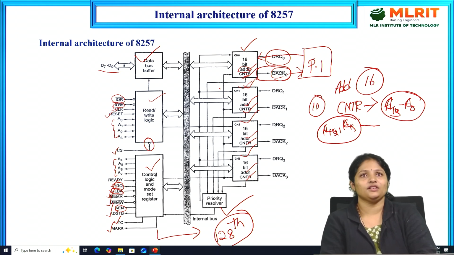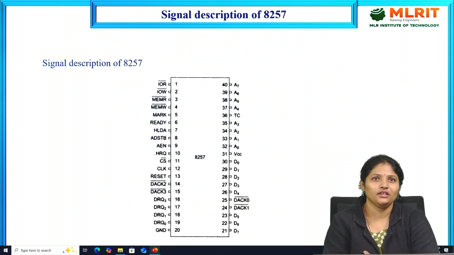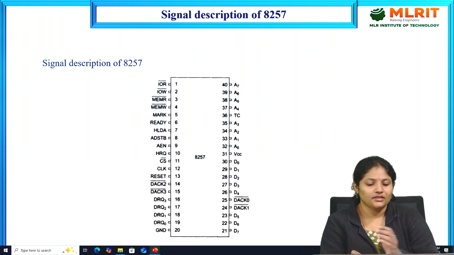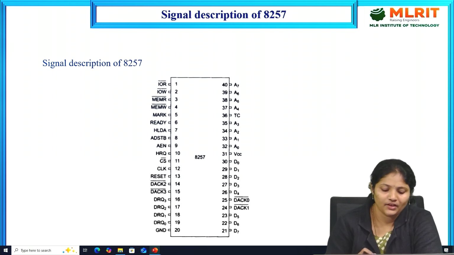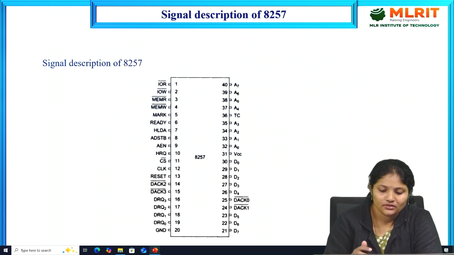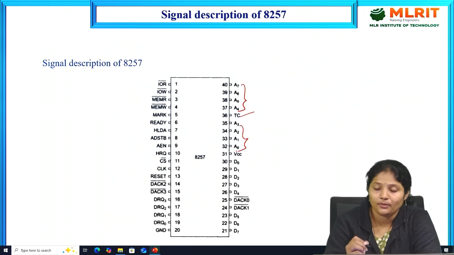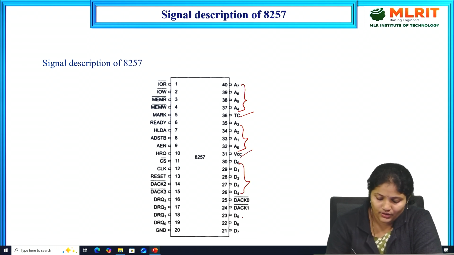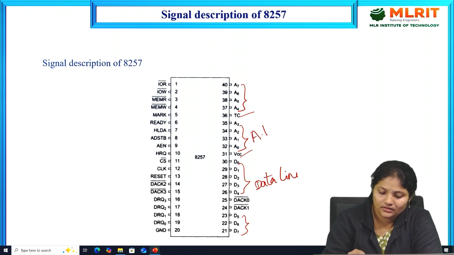This is the internal architecture of the 8257 DMA controller. Now the pin description, as every pin I have already explained in the block diagram itself. These are the address pins. This is the terminal count pin, and these are the lower byte address pins. VCC is the power supply. D0 to D4 along with D5 to D7 are the data lines. These are address lines. This is terminal count.